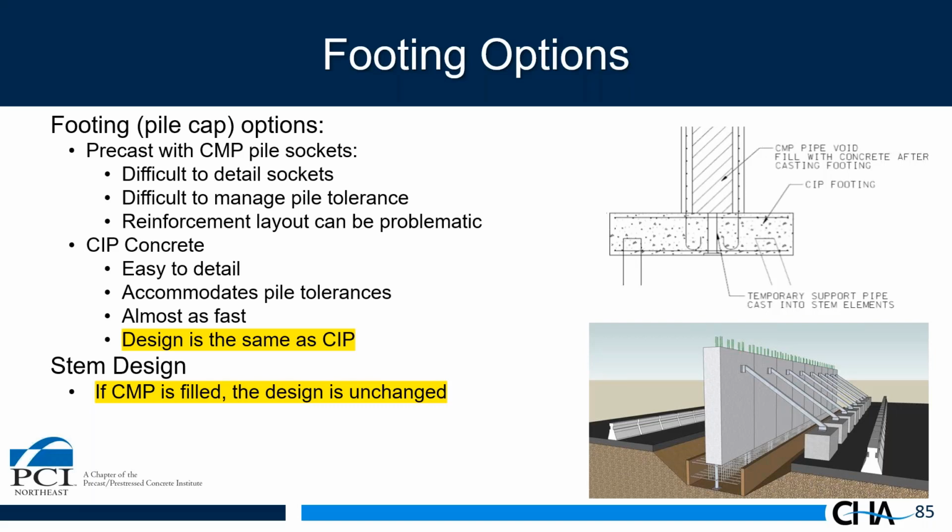And what's great about this is the design of this connection is the same as cast-in-place concrete. It's just essentially building the bridge upside down, building the stem before we build the footing. So very simple design. And then the stem, we use corrugated metal pipe voids to reduce weight. If you fill the CMP pipe with concrete, the design of the abutment stem is unchanged from cast-in-place.